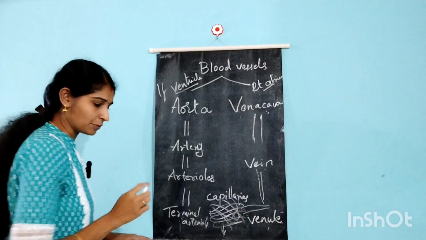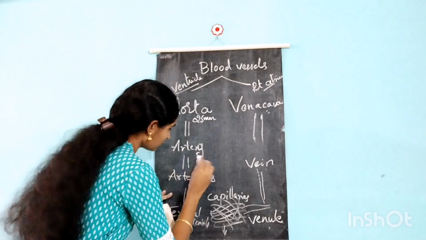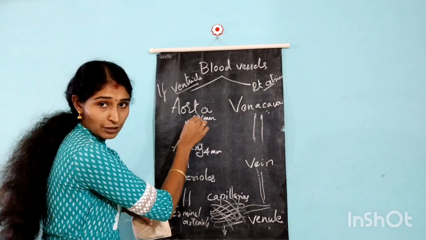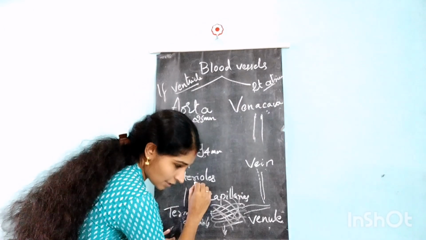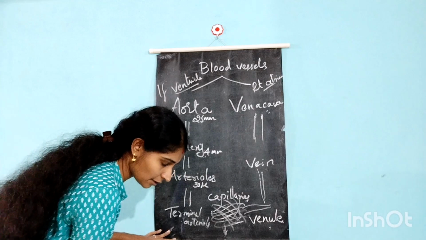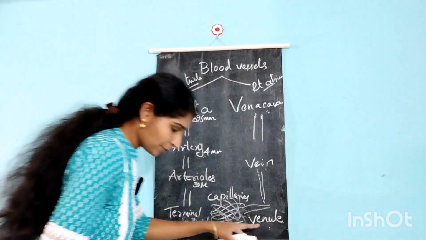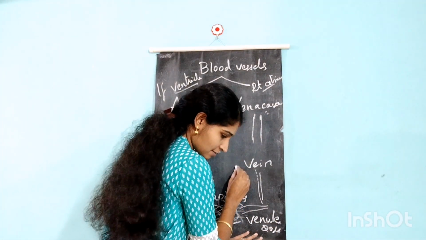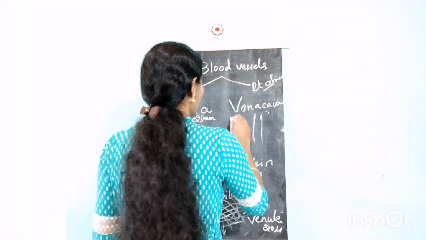Okay, the size of aorta is what? 25 mm. The size of arteries is 4 mm. The arterioles are around 30 micro. The terminal arterioles are around 10 micro. Then coming to the venule, it is 20 micro, veins are 5 mm, and vena cava is 30 mm.